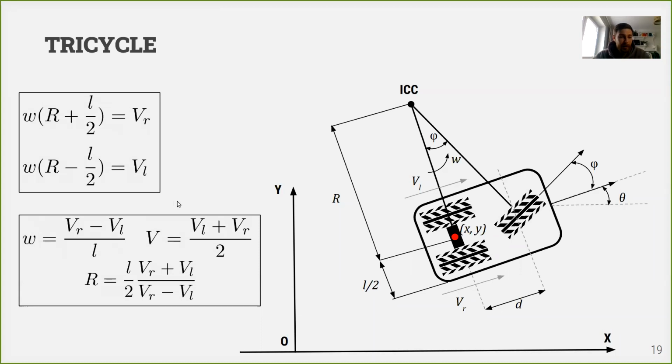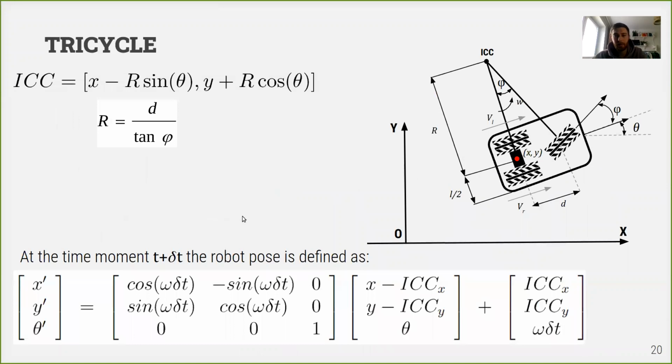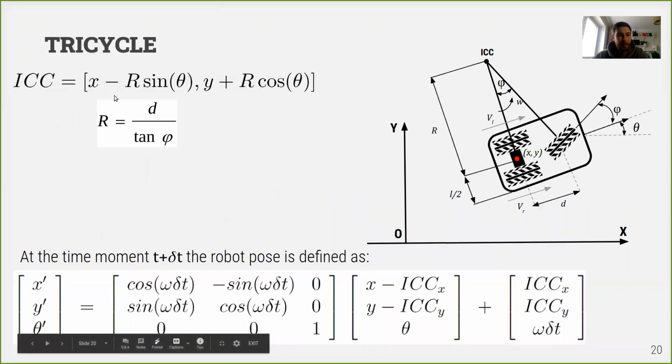And the equations are almost the same. So for angular velocity and for radius of rotation, they're exactly the same, as you can see. And the speed of this rear steering rear axle is the same. You can see that this speed is still the average of speed of left and right wheels. And the only difference in the whole equation is this.